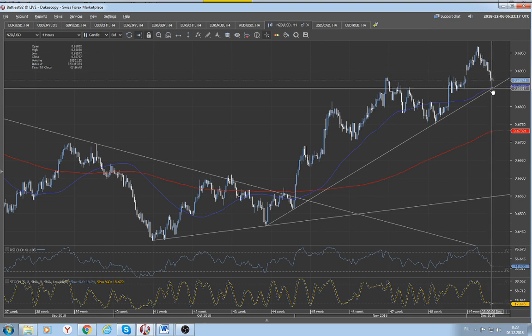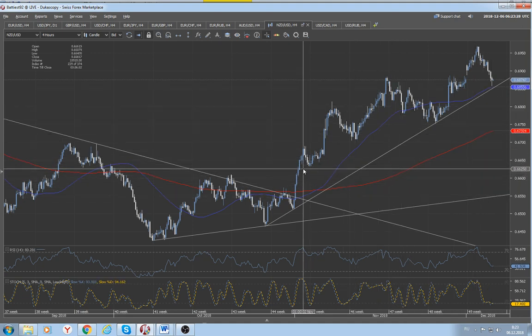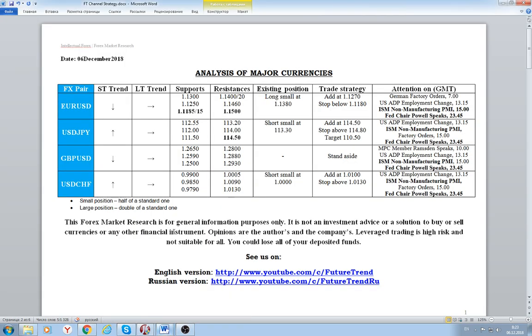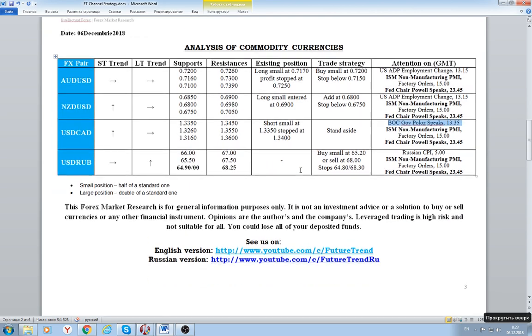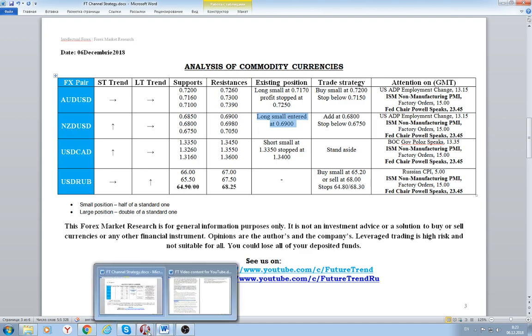We are still trading above the immediate bullish trend located at 68.50, and if so, the pair continues to look more or less bullish, and we should use such a downtick to establish a new long position in the currency, and we already did this. Let's see our block of commodity currencies trading, and here, as you can see, we entered a small long in the Kiwi dollar.